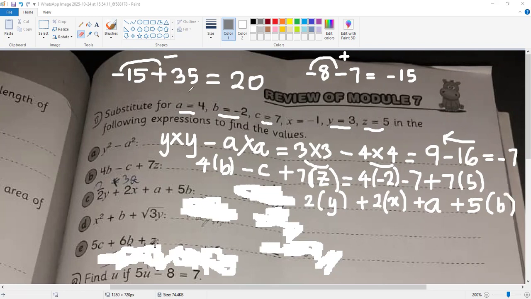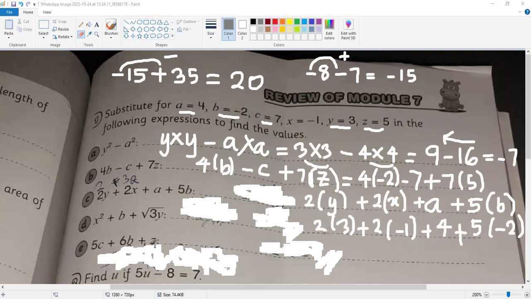So the value of y is what again? 3. So I have 2 times 3 plus 2 times, what's the value of x? Minus 1, plus our a. A is 4, plus 5 times, what is the value of b? Minus 2. Do we get that?